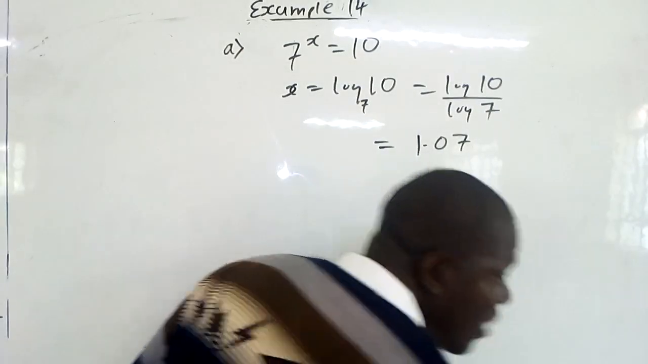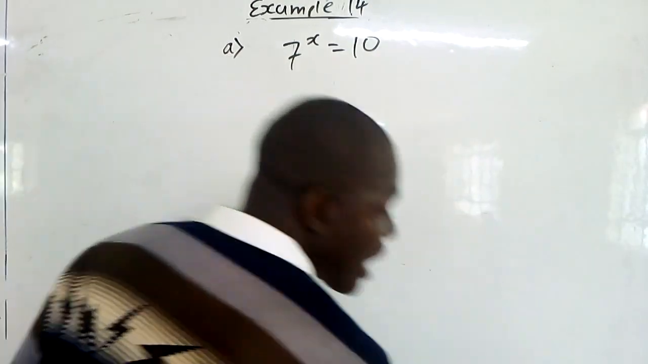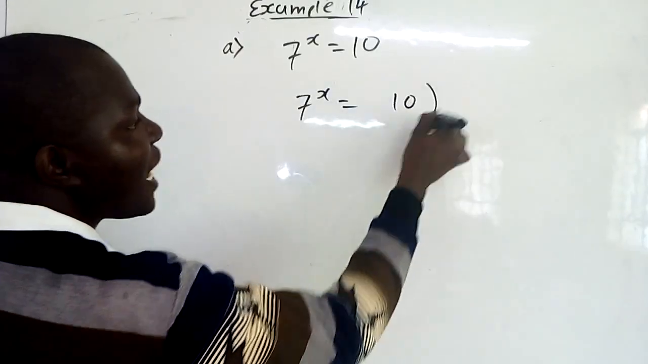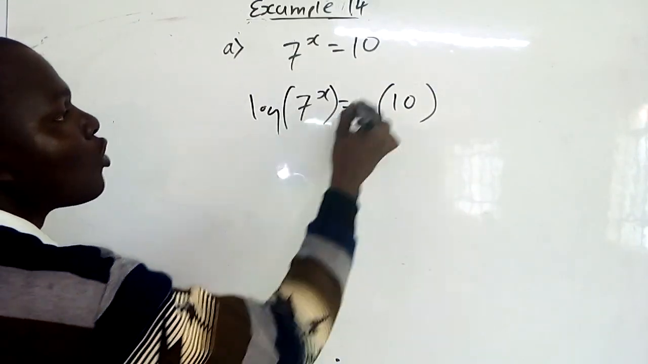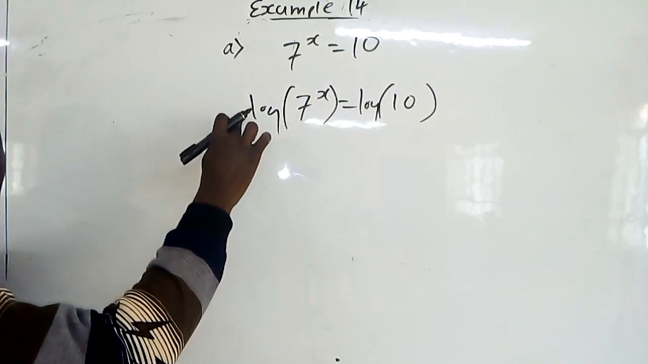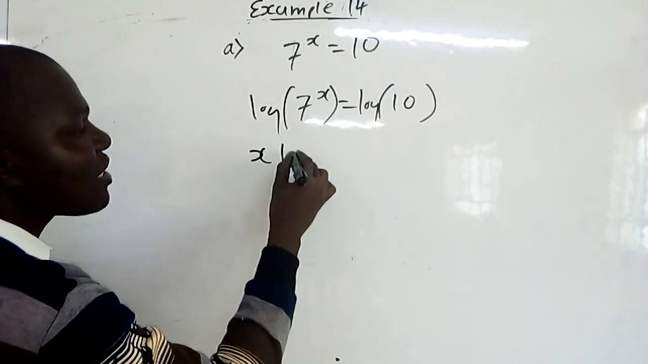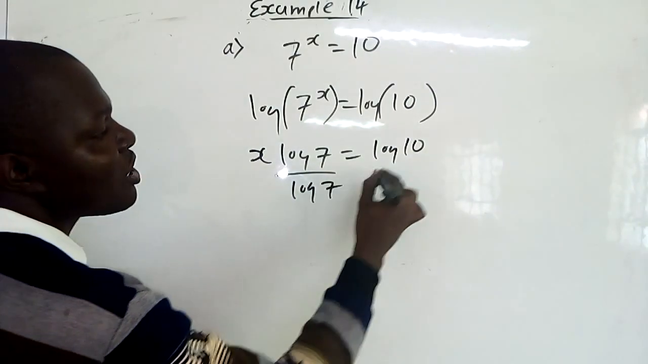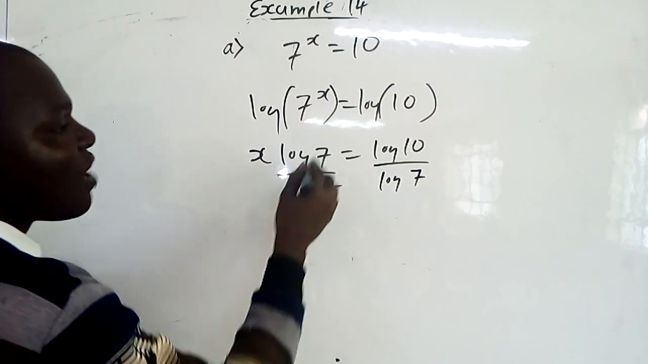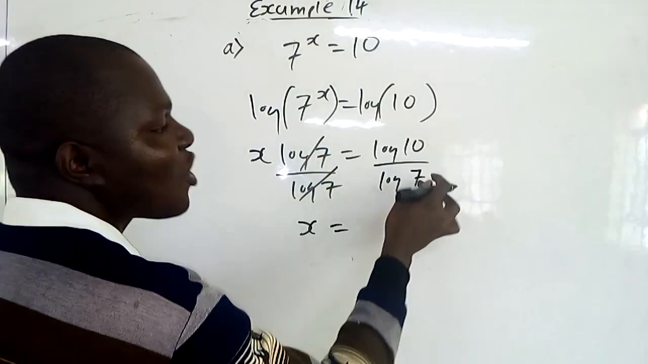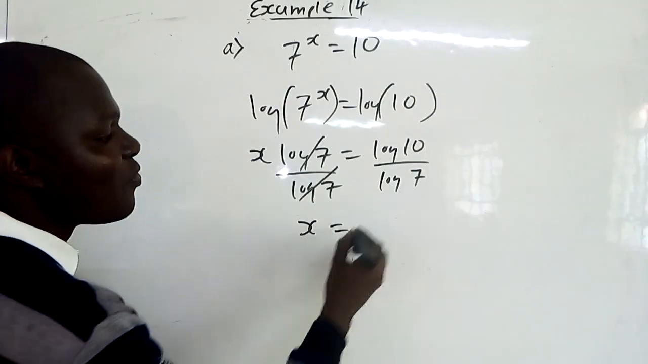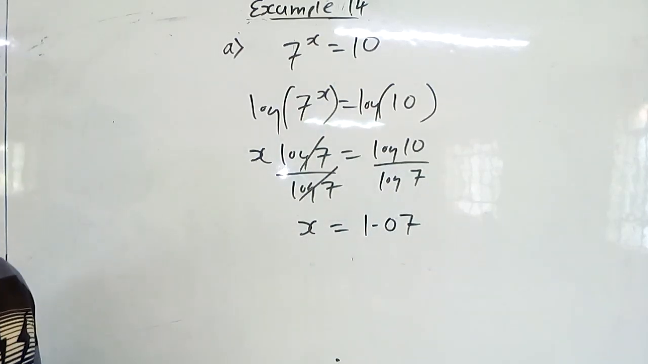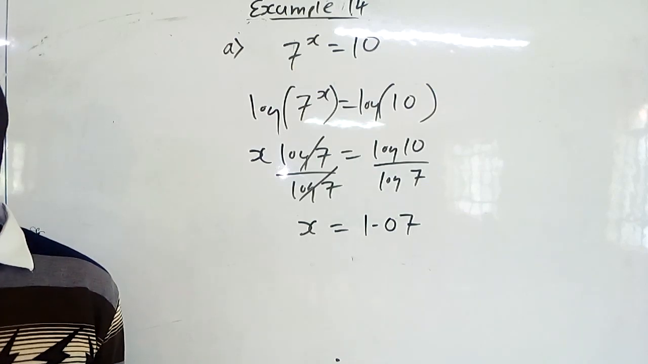The second method you can do is by introducing logarithm on both sides of the equation. So if you have 7 raised to power x equals 10, you simply introduce log on both sides of the equation. So x becomes the coefficient. You have x log 7 is equal to log 10. Then you divide both sides by log 7 to get the value of x. So x is log 10 over log 7, which you found to be 1.07. So whichever methodology you use, at the end you get the result.